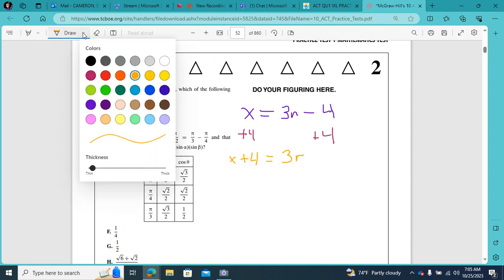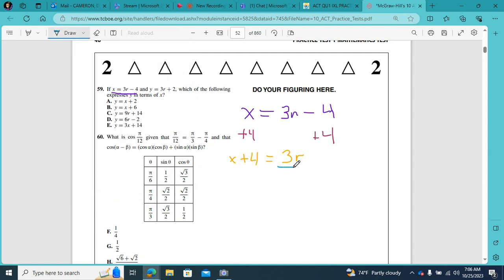And now my next step to get the r only by itself is to do what? Yep, I'm going to divide both sides of my equation by 3 because that 3r means 3 times r. Then those 3's will cancel out. So r equals x plus 4 over 3. Now I'm going to take this and substitute it in for my r in the other equation.